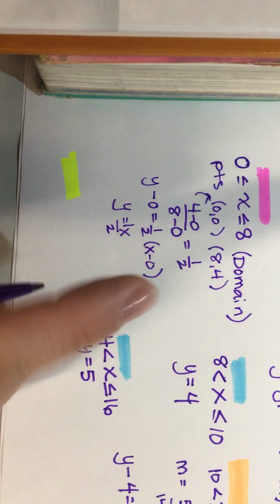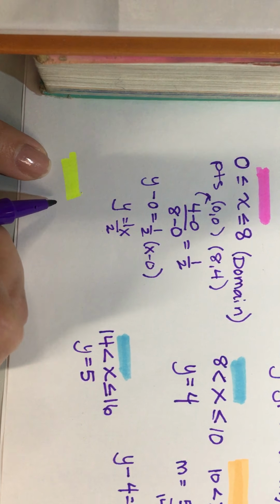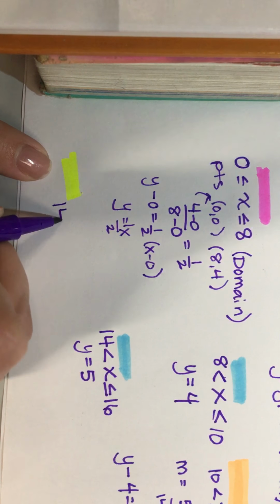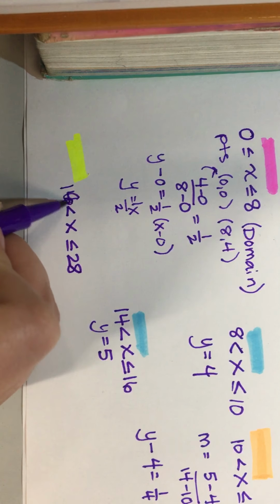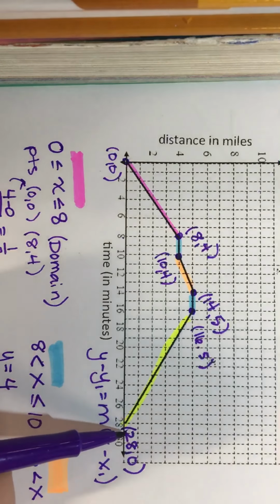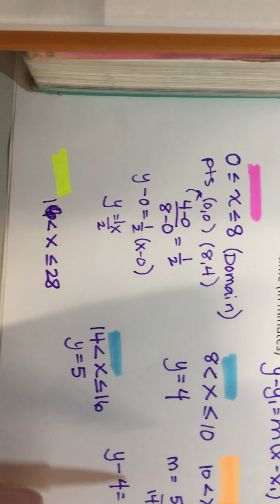Let's do the domain part, meaning she starts at 14 and she ends at minute 28. Okay, so that was from my graph. I started at, oops, excuse me, this should be 16. My mistake, 16. So she started at minute 16 up here and went all the way to minute 28.